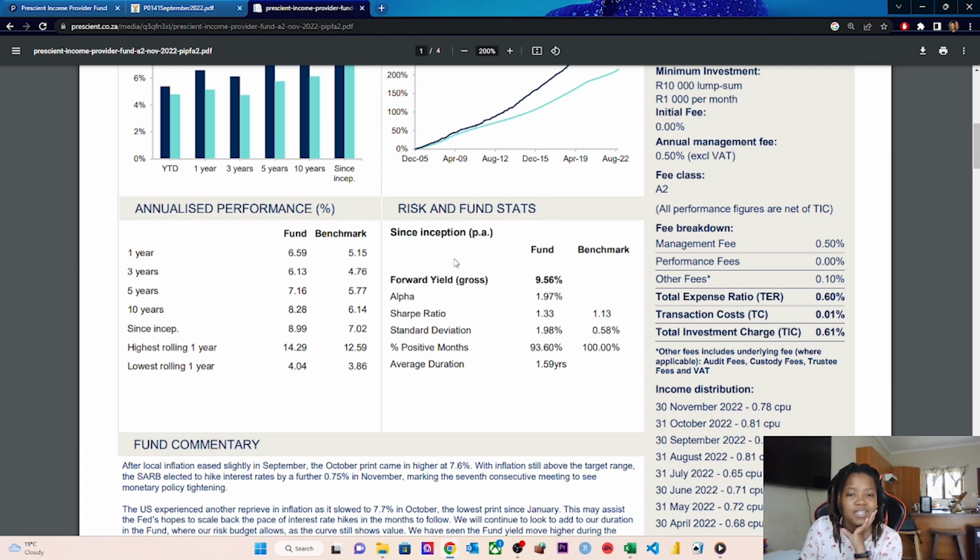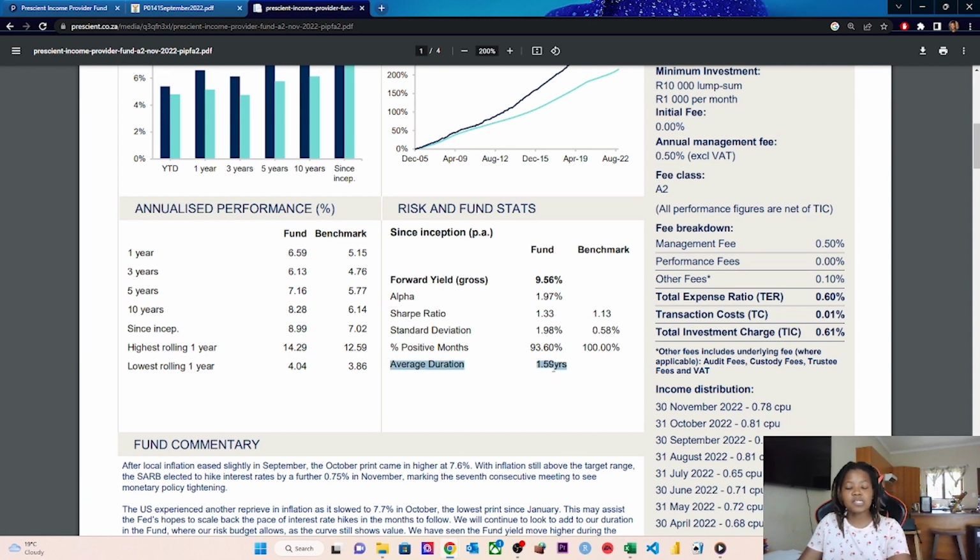Okay, risk and fund statistics since inception per annum. Forward yield gross is about 9.56%. That's always good. An alpha of 1.97%. So alpha is basically how much it beat the benchmark by. So it's above the benchmark by about 2%. Sharpe ratio tells you the risk per unit of return. Standard deviation from the benchmark, that's basically what it's also telling you. Percentage of positive months, so it's been in the positive for about 93% of the months, and then average duration 1.59. So what that basically means is average duration speaks to the instruments that it holds.